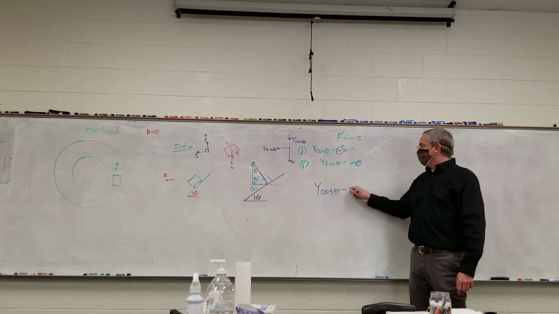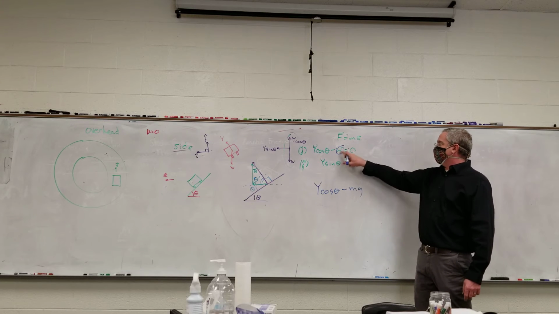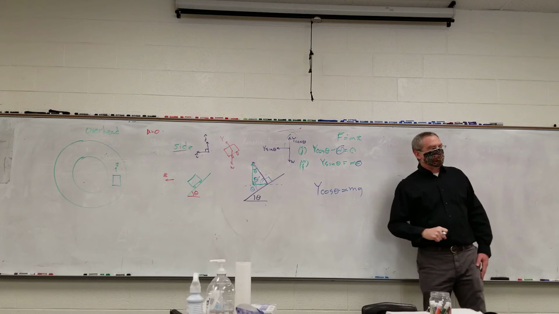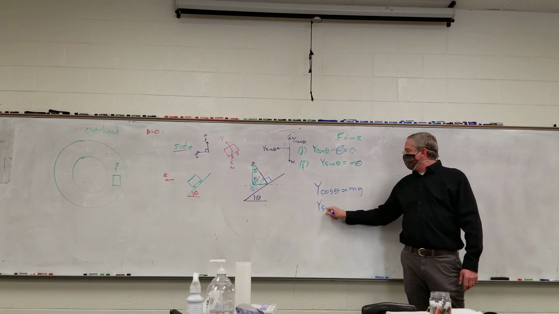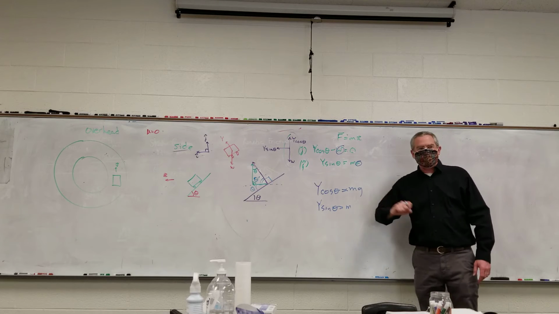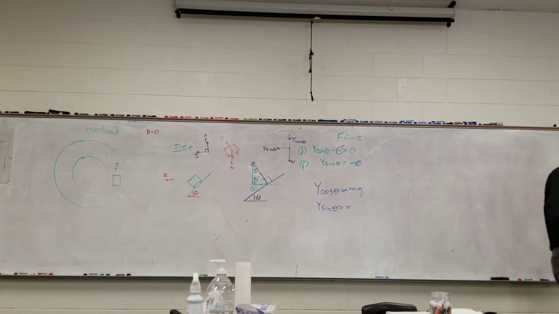Y cosine theta minus mg equals 0. I'm just going to go ahead and bring it over also. Two birds, one stone. And then y sine theta equals mass times, and now what is the formula for acceleration?